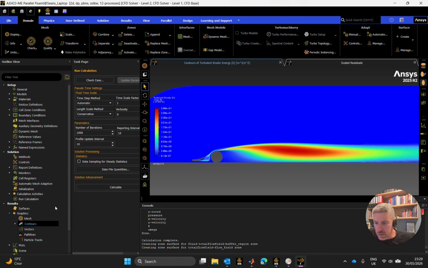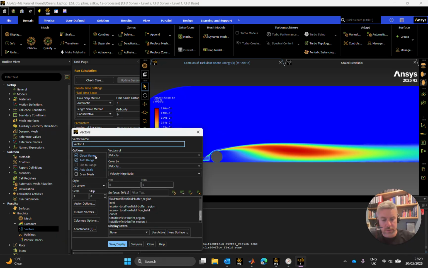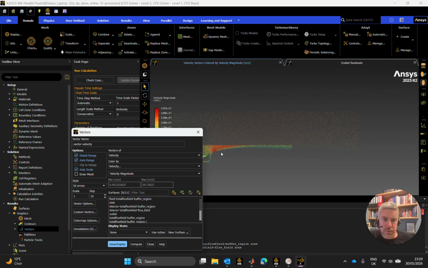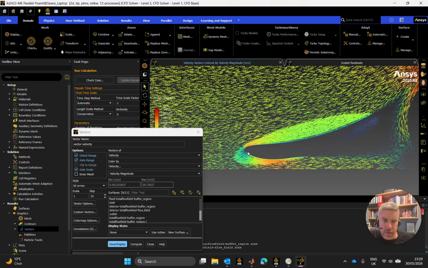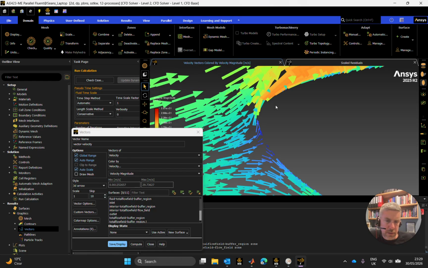Okay, so there are the three main contours that I wanted to look at. And I'll close that off. We can look at vectors as well, will do no harm. So let's look at vectors for velocity. Velocity, magnitude. I have nothing selected in here. Scaling, skipping. I'm going to skip these down because we're in a very dense region here. Skip it down maybe by 10. See what this comes out with.